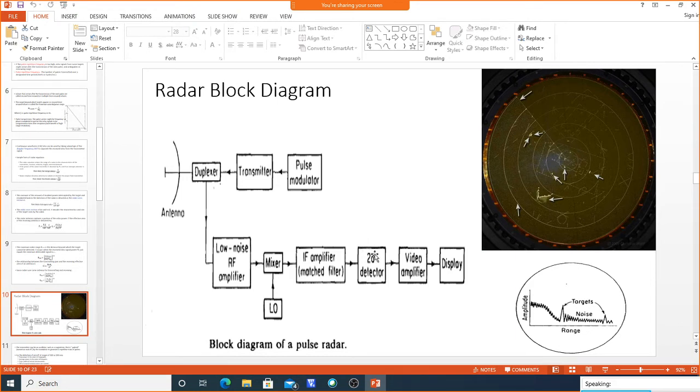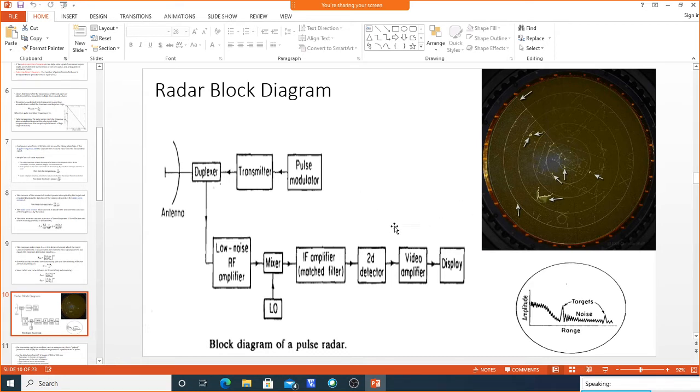Okay, the second detector, where the magnitude and phase spectrum will be detected, and the same information will be amplified by the video amplifier and sent to the display. Now, as I said, the display will be like a plan position indicator, which has polar coordinates, that is, a polar form of display, where the range as well as the angular position will be displayed. This display generally uses cathode ray tubes, where the signal level will be converted to an intensity level.